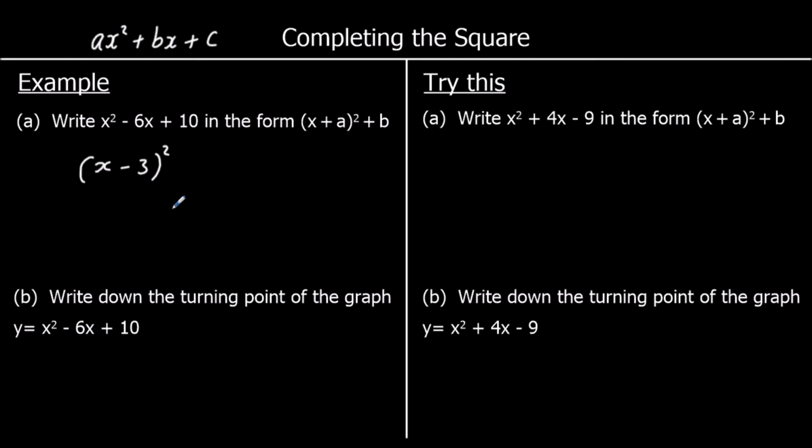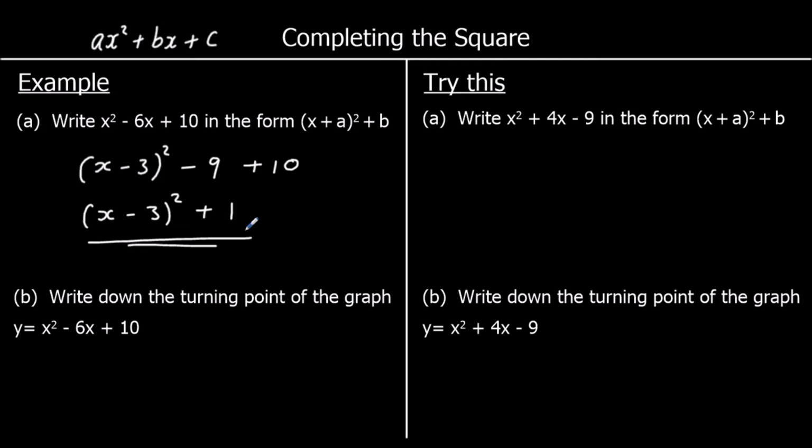And if we expanded this, we'd get x squared minus 6x, which is what we want. But we'd also get a plus 9, which we don't want. So we're going to take it away. We always take away this number squared. And we've still got a plus 10 on the end. To simplify this, we can just say negative 9 plus 10 is 1. So that's our answer, x minus 3 squared plus 1.